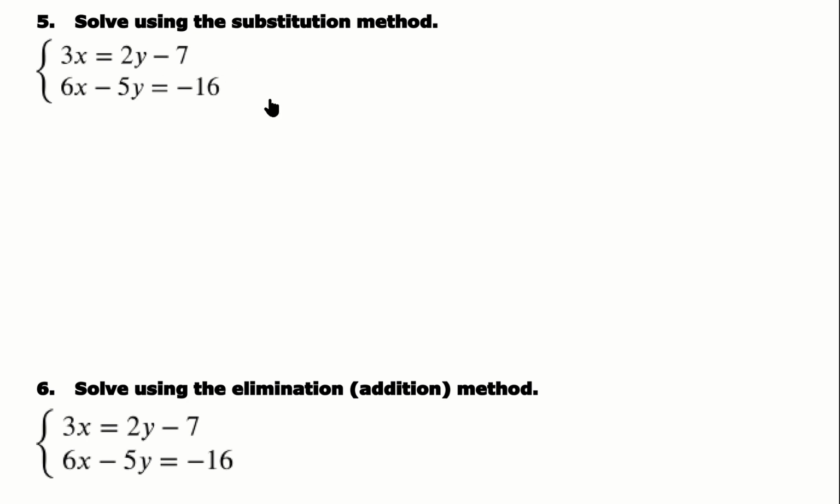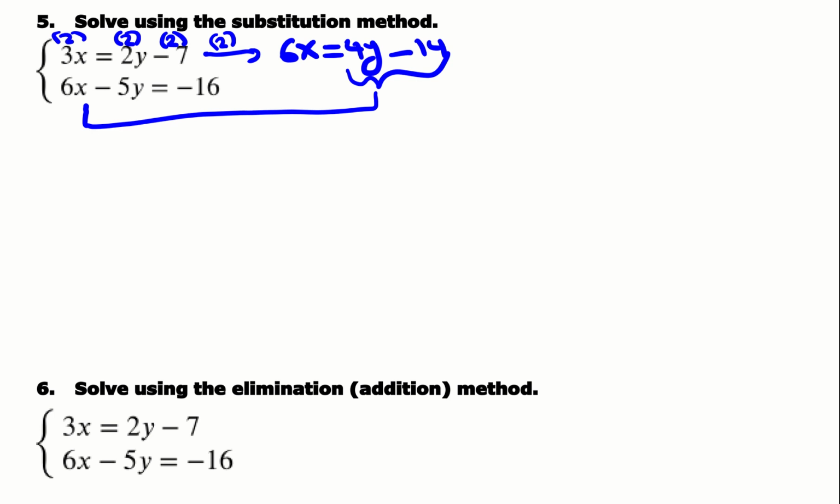So that's what we're going to do. We're going to take that first equation and multiply it by 2. Remember, that means each term has to get multiplied by 2 because of distribution. So we're going to end up with 6x equals 4y minus 14.